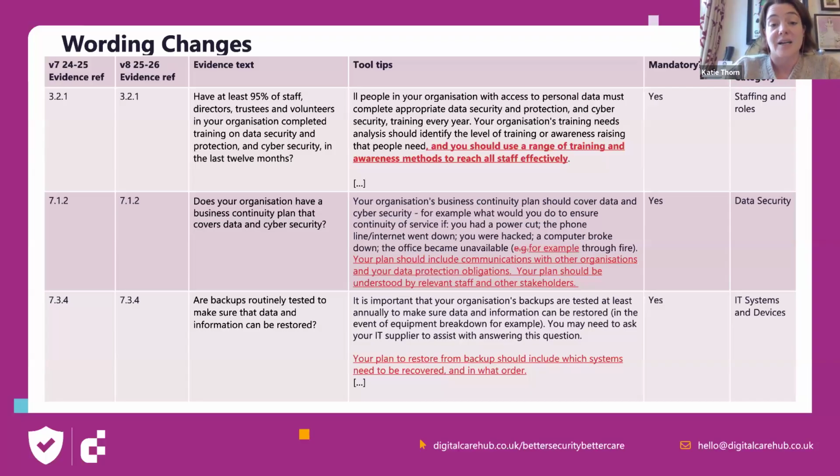So on backups, there has long been a question asking people to check backups, but this has now added additional information into the tooltips. So your backup plan, which hopefully you will already have if you've completed the toolkit before, must also list which systems you need to recover and in what order. So you want to prioritize your systems based on how important they are for the running of your organization and for the care of people.